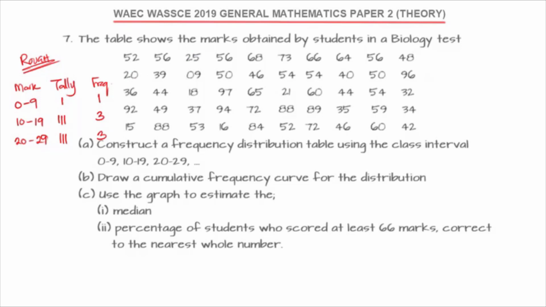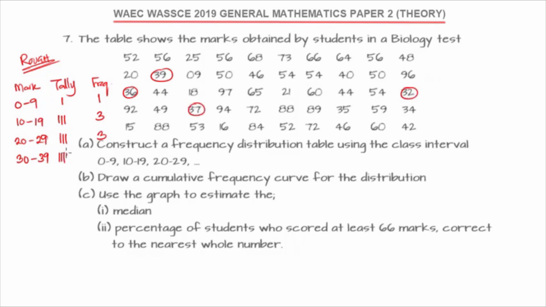And the same thing we do for 30 to 39. You can see the way we actually go about doing this. In the first row, there is no 30. In the second row, we have 39. Our tally, that's first one. In the third row, we have 36. That makes it 2. Okay, we also have 32. That makes it 3.